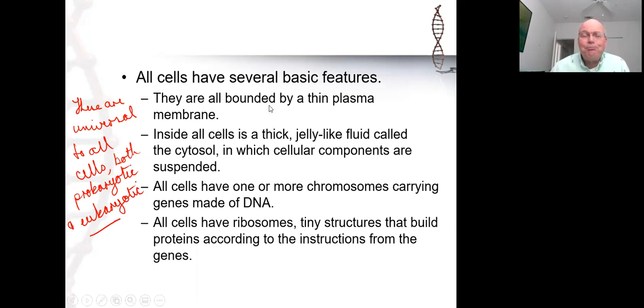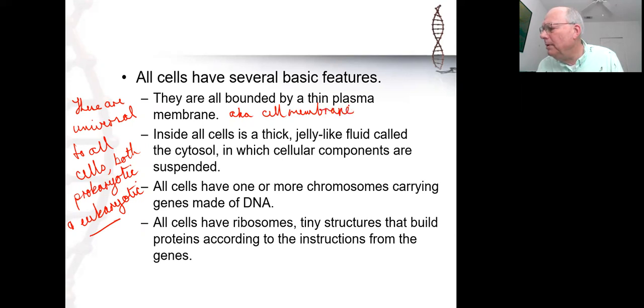So what are they? The presence of a plasma membrane or cell membrane. So let's put in here, AKA cell membrane. The 2 terms are interchangeable, so you can call it a cell membrane or you can call it the plasma membrane. Every cell has got to have one because this is the membrane that demarcates or separates the inside of the cell from the outside of the cell. So every cell has one.